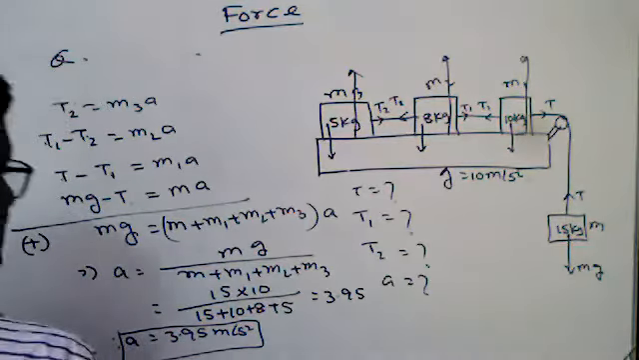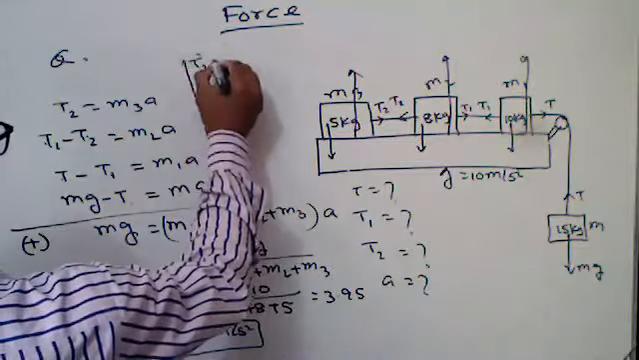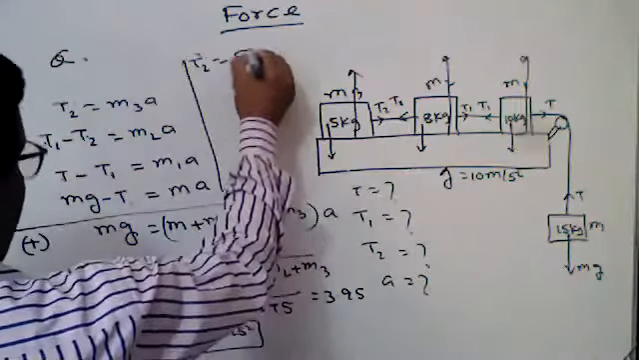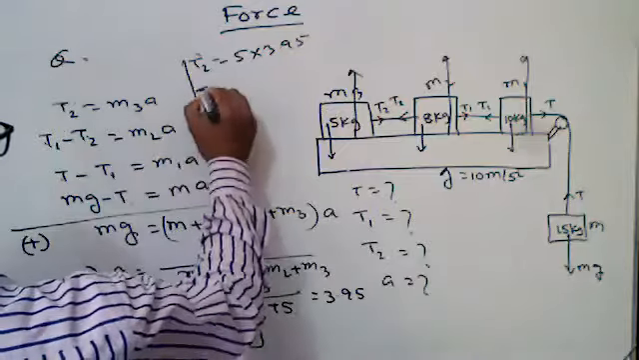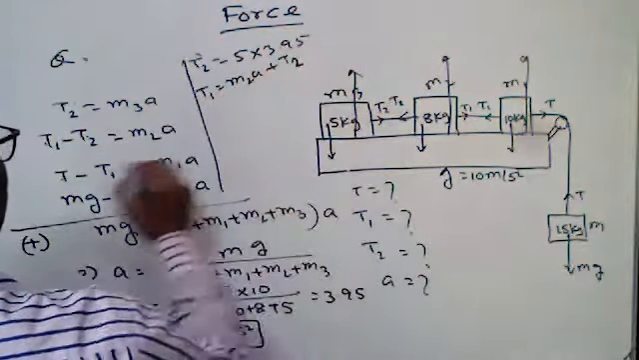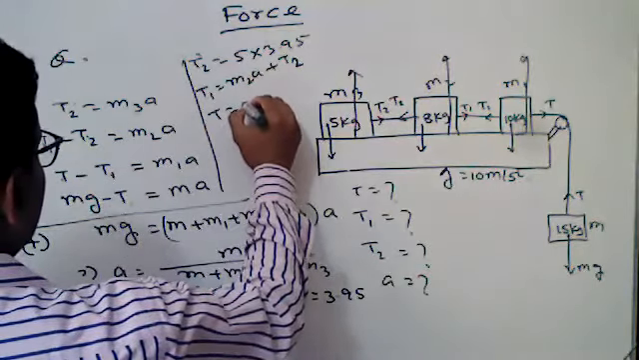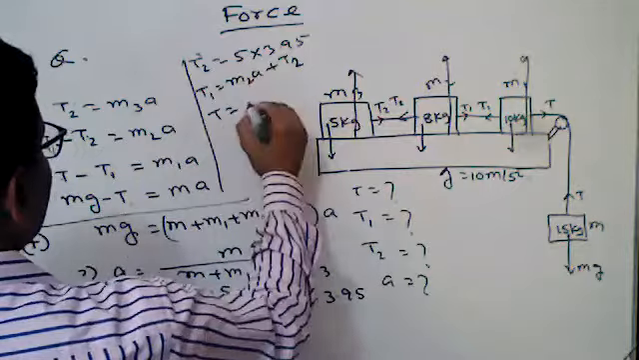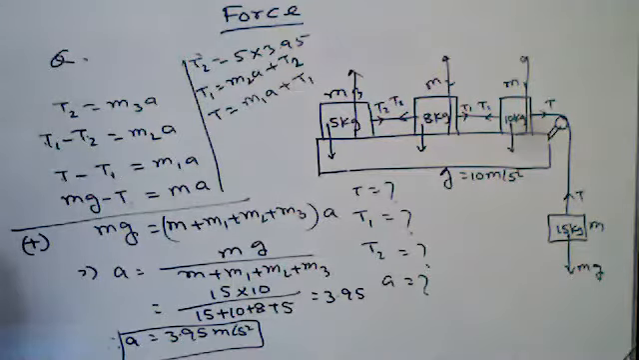Now, what is T1? So T2 will be M3A, equals 5 into 3.95. And T1 equals M2A plus T2. T equals M1A plus T1. You can put the value, then you can get the answer for T1 and T2. Okay, understand?